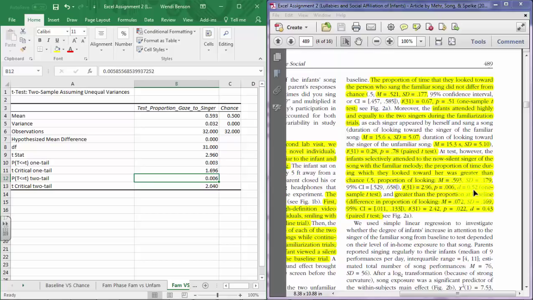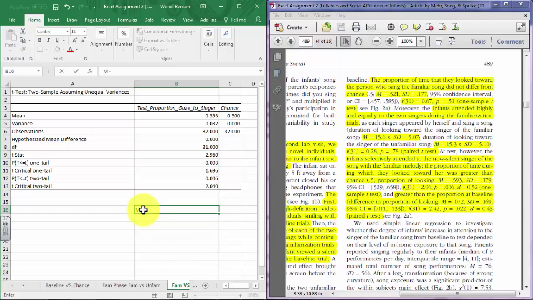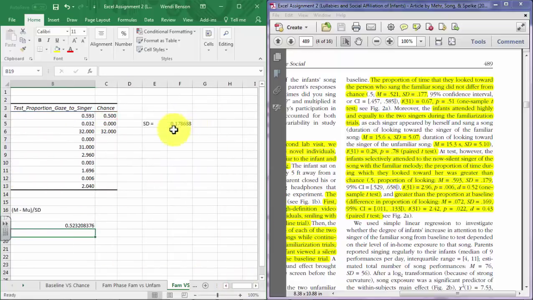So this is your d statistic for the one sample t-test. Remember, Cohen's d equals the mean minus mu, divided by the standard deviation. I'm just giving you your formula here, typed without symbols. So I'm going to do equals, parentheses, this mean minus our chance mean, close the parentheses, slash for divided by, click my standard deviation, and looky there, we got a Cohen's d of 0.52.